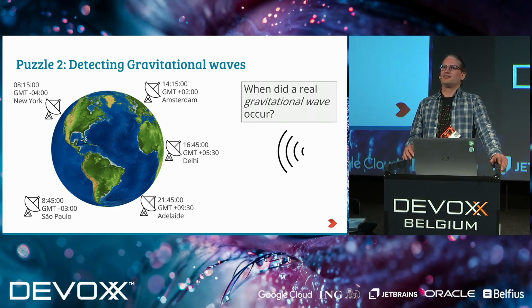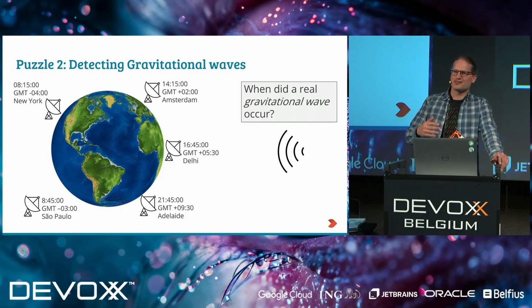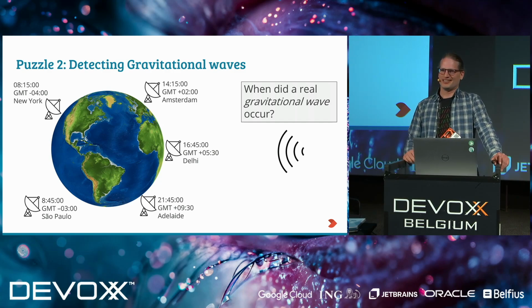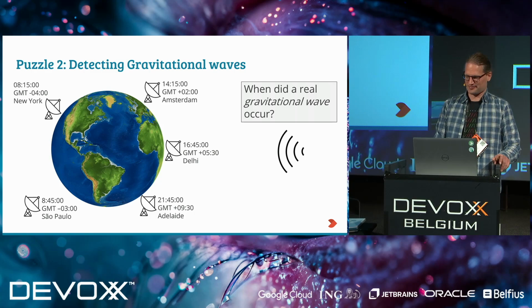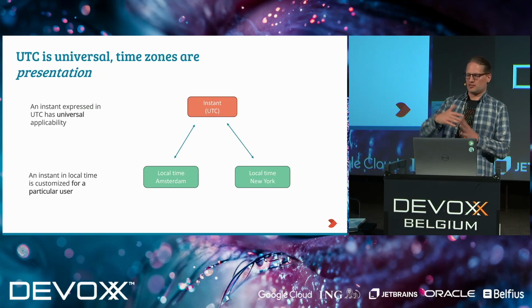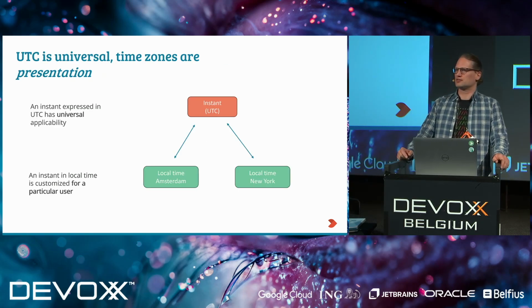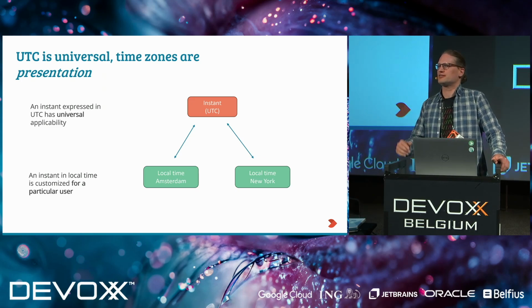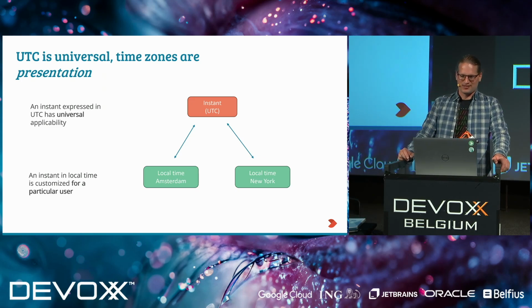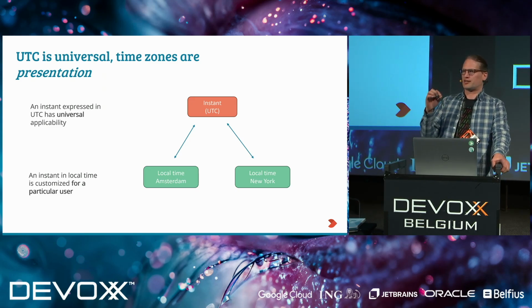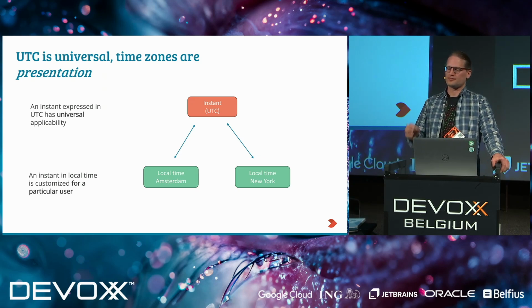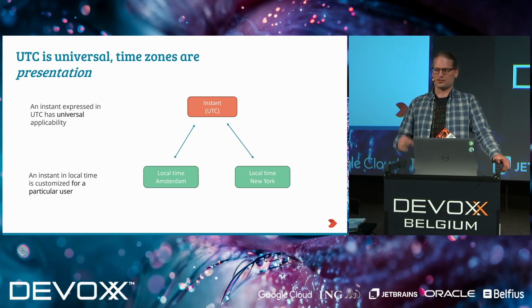Now, this process is very complicated, and I think dealing with time zone issues is probably the least complicated aspect of detecting gravitational waves, but it's the aspect that I'm focusing on now. So you get a long input with, let's say, detection events, and you have to find out when they are matching. And so in order to solve that, basically you have to take all the local times and convert them to UTC instants.